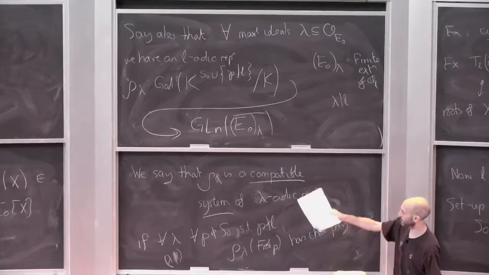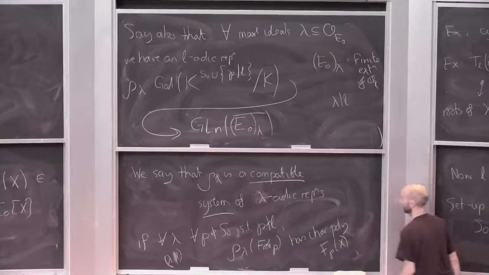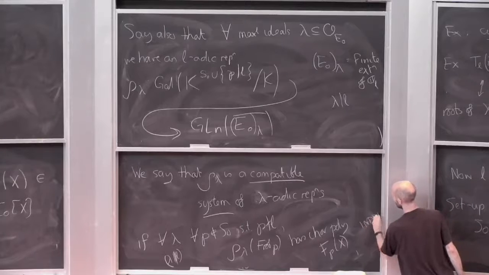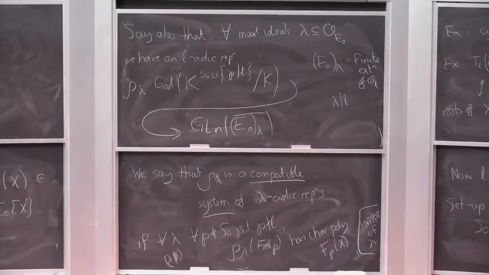I should have a char poly somewhere. Here we are, Fp of x. Right? And so the miracle is this is independent of lambda. That's the weird thing. So I've got all these L-adic representations for lots and lots of different primes L, and they're all independent of lambda.